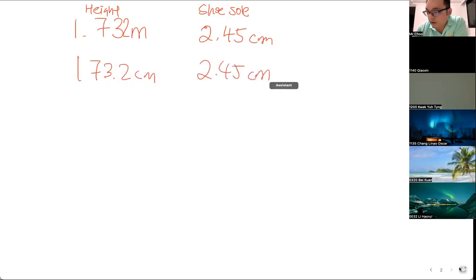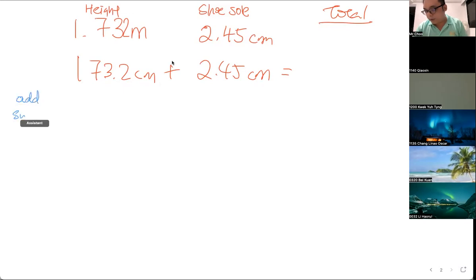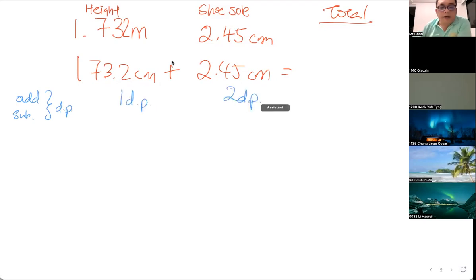So what will be the total height? You need to add these 2 together. For addition and subtraction, you use the least dp. I repeat, for addition or subtraction, you use the least dp. So in this case, this is 1 dp, this is 2 dp. Your final answer cannot be more accurate than 1 dp.